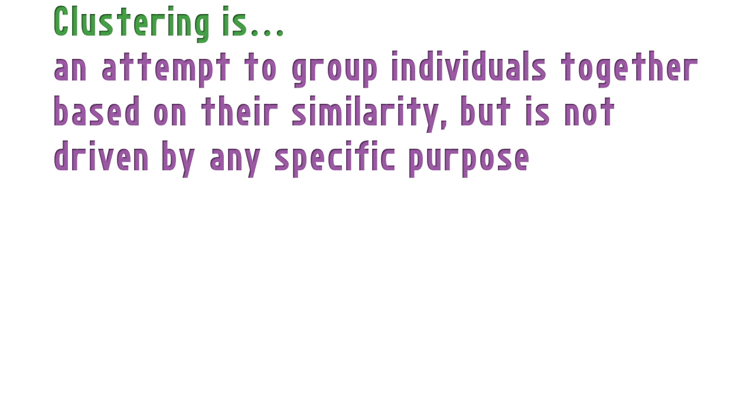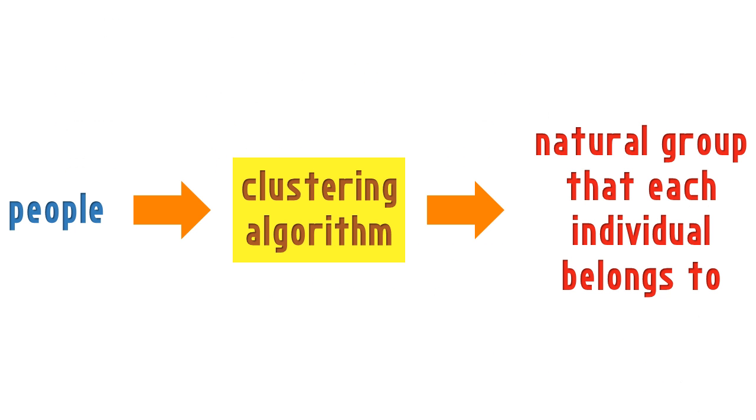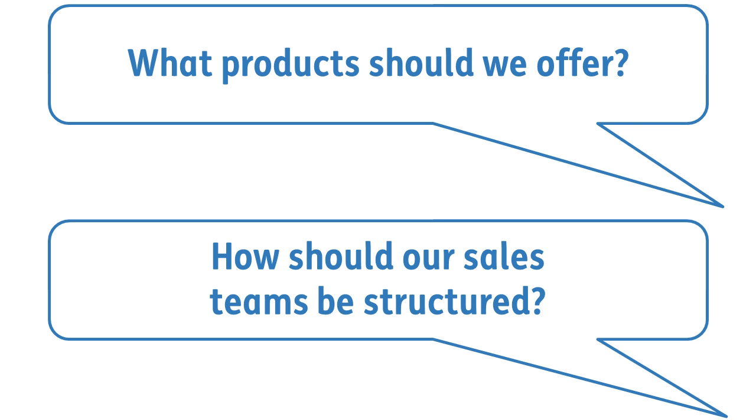Clustering is an attempt to group individuals together based on their similarity, but is not driven by a specific purpose. An example clustering question would be, do our customers form natural segments? Clustering is useful in preliminary explorations to see which natural groups exist because these groups may suggest other data mining tasks. Clustering is also used as input to decision-making processes, focusing on questions such as, what product should we offer, and how should our sales teams be structured?